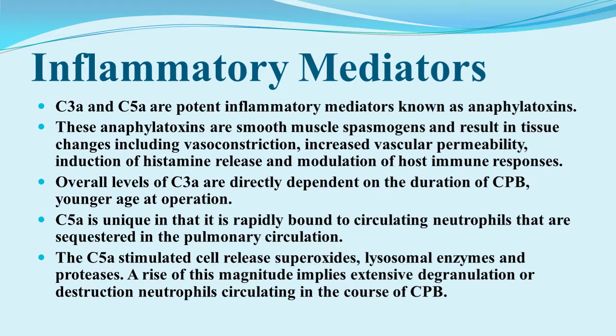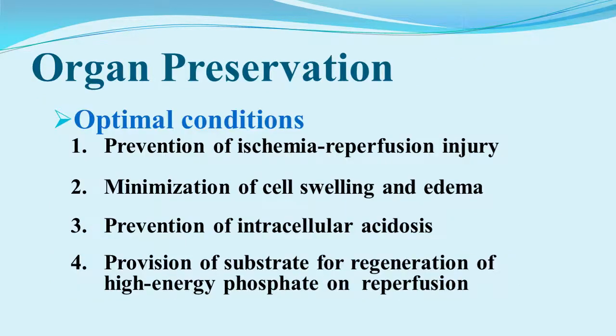Overall levels of C3a are directly dependent on the duration of the cardiopulmonary bypass, younger age, and at operation. C5a is unique in that it is rapidly bound to circulating neutrophils and is sequestered in the pulmonary circulation. C5a stimulated cells release superoxide, lysosomal enzymes and proteases. A rise of this magnitude implies extensive degranulation or destruction of neutrophils circulating during the course of cardiopulmonary bypass.